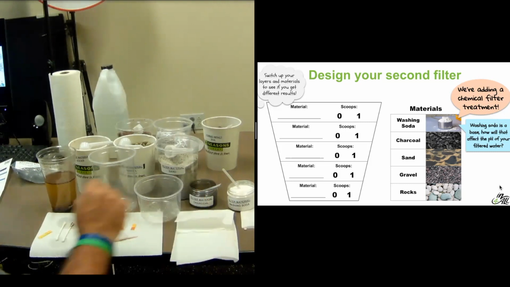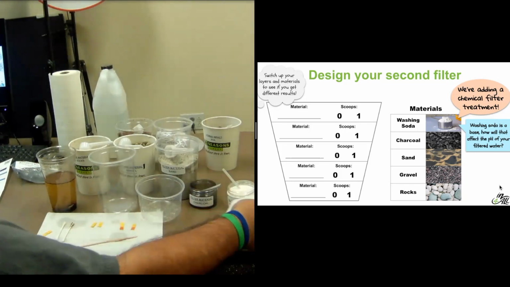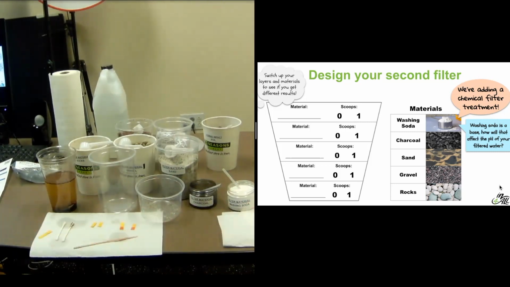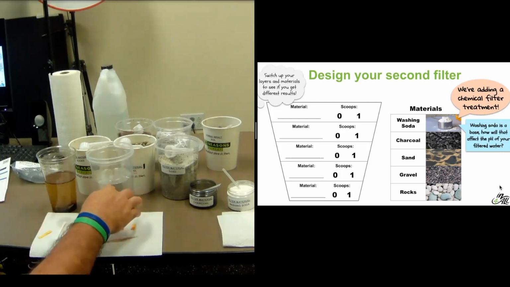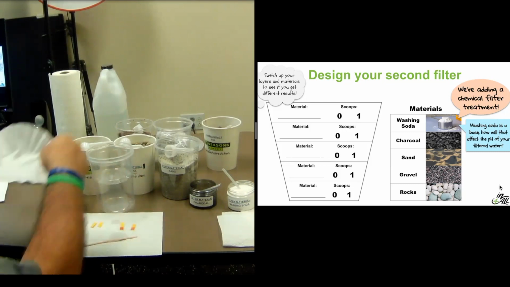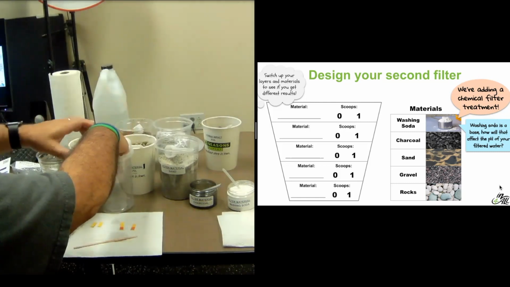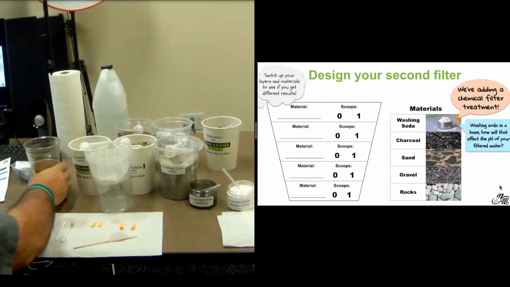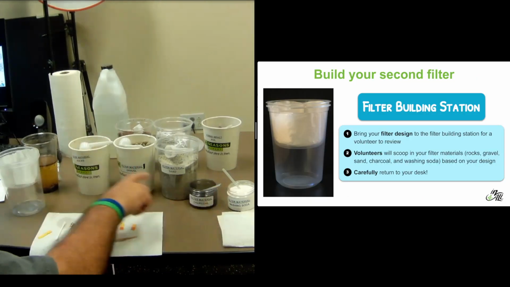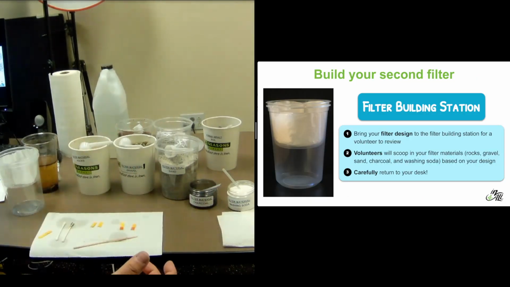So what the students might do is exactly the same, or they might change it, right? There's no rule that says that they have to do exactly the same, but just add washing soda. And so there will be spare coffee filters. And so your system, once you've dumped out the water, should look very similar to this. They just need to start with a fresh coffee filter and then come back to the materials station and pick out whatever they want. It does not have to be the same.